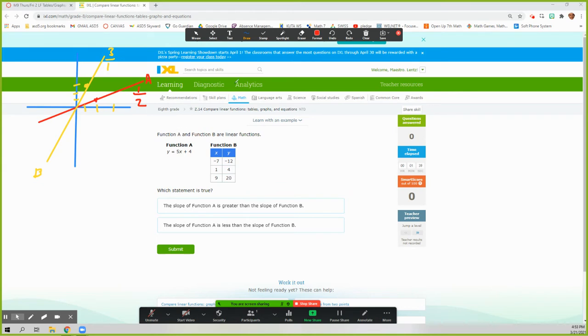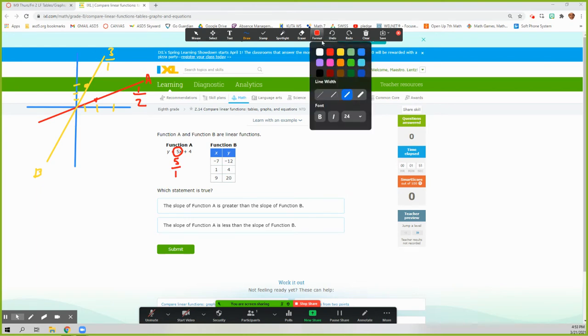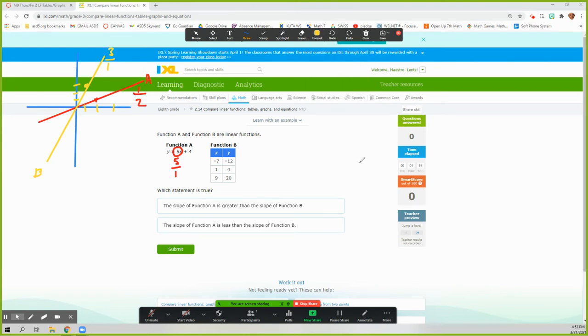So when we go down here, my slope for the first one, function A, is 5, 5 over 1. Hopefully you know that by now. We keep talking about it, but hopefully you've understood. If I see a whole number, it just means it's over 1.